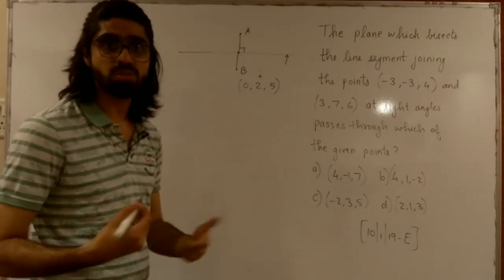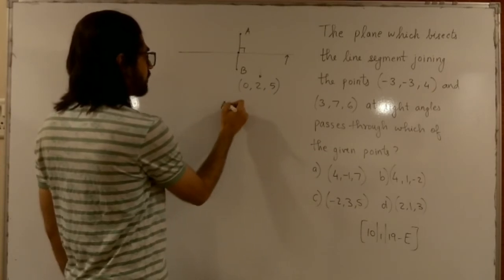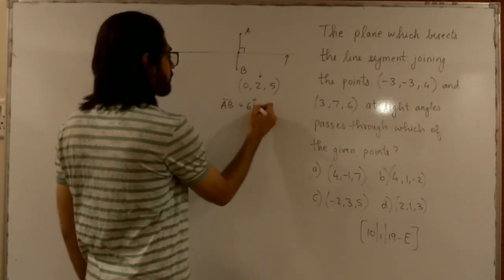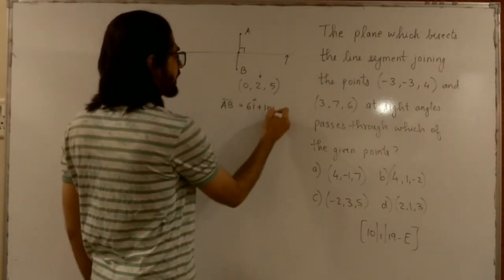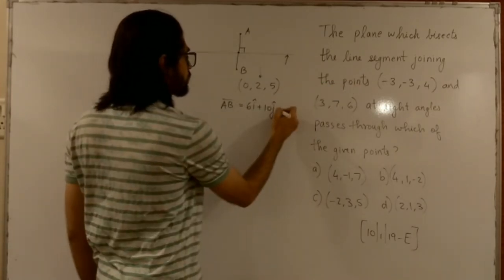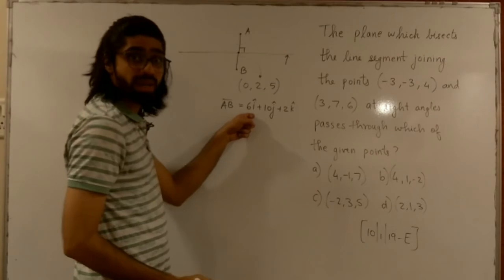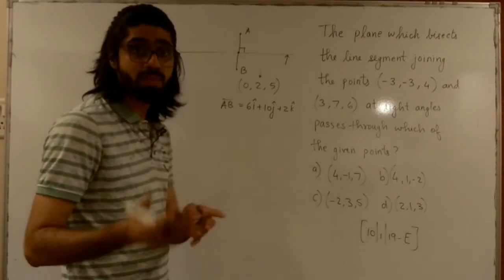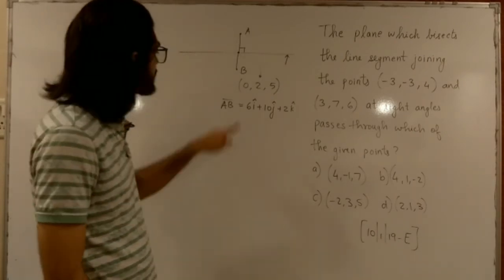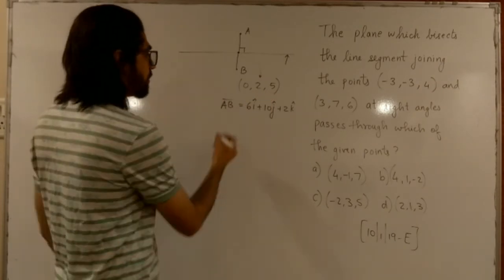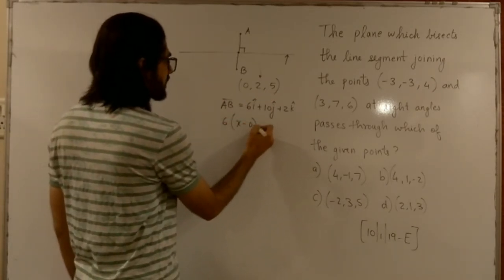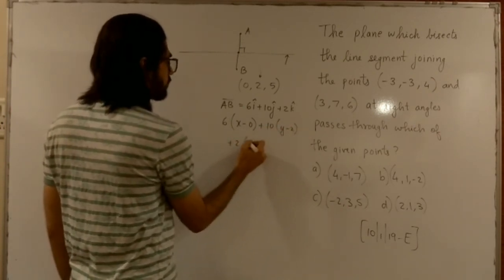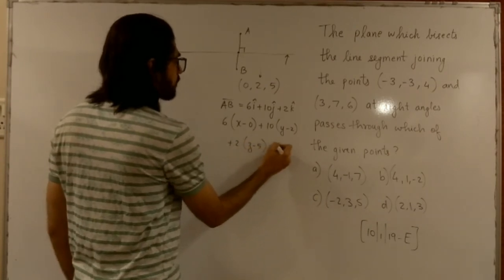I can write the vector AB bar as B bar minus A bar. So when I say AB bar, which is B bar minus A bar, that will be 3 minus minus 3, so 6 i cap, plus 7 minus minus 3, so 10 j cap, and 6 minus 4, that is 2 k cap. I have the normal vector, so the values of a, b, c are 6, 10 and 2, and the values of x1, y1, z1, that is the coordinates of a fixed point through which the plane passes, are 0, 2, 5. So the equation of our plane becomes 6 x minus 0 plus 10 y minus 2 plus 2 z minus 5 equal to 0.